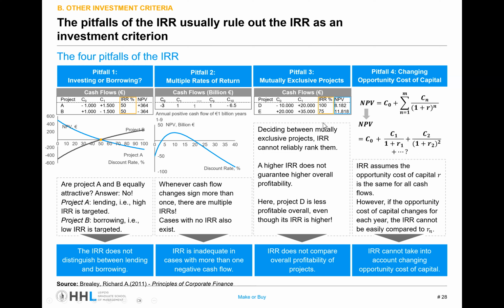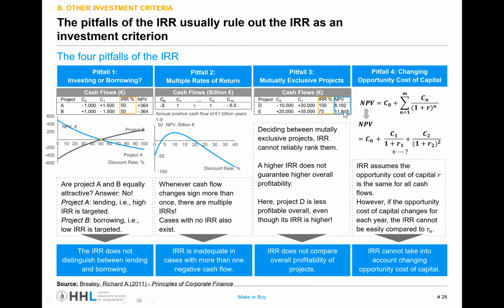There you can see the most simple example you can ever think of. It's just investing something in year 0, getting something back in year 1. And you see that the IRR is higher for project D, as we call it, 100%, but the NPV is lower than for project E. So both criteria would lead to different results, and the NPV should be the one that you follow.